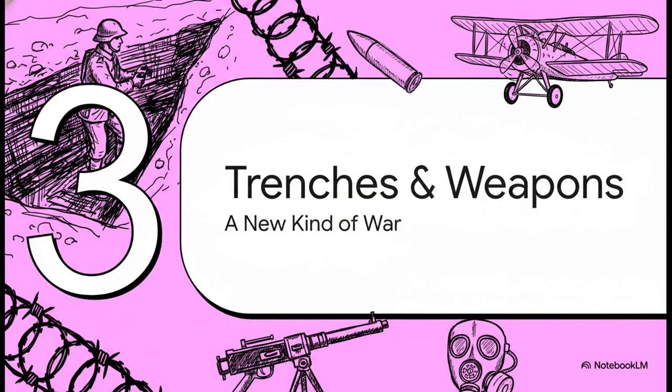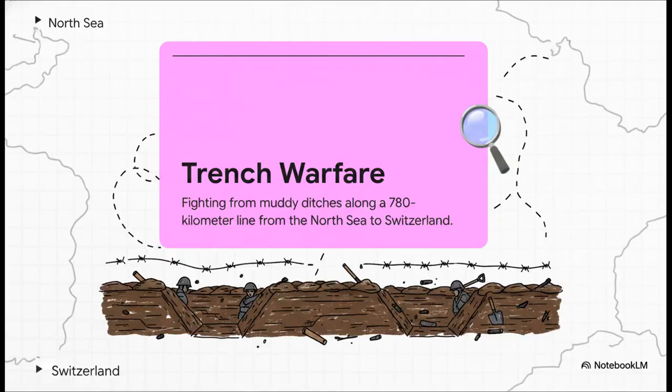So, let's look at Chapter 3. Trenches and new weapons, a new kind of war. Now you'd think this lightning-fast race to war would mean fast-paced battles, right? Actually, scratch that. Once the actual fighting started, everything completely stopped. Instead of moving forward, armies got entirely stuck and just dug deep, muddy ditches into the ground to hide from enemy fire. This was trench warfare.